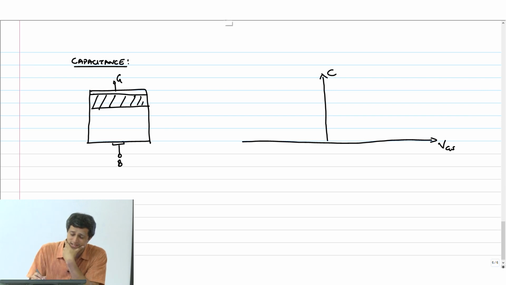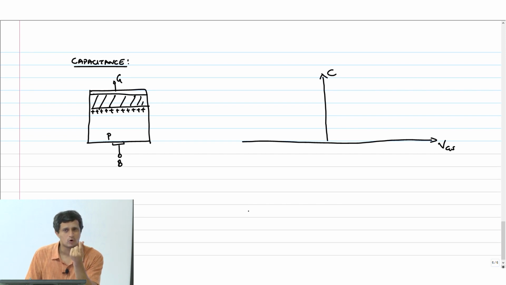If VGS is negative, then what happens? By the way, let me also put this here. This is a P-type substrate. VGS is negative. What region of operation is this in? Accumulation, right? So that means you will have a lot of holes sitting here.